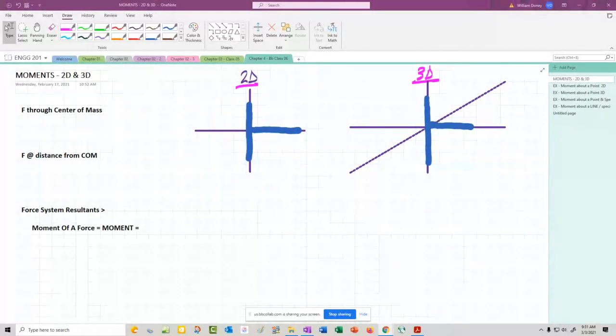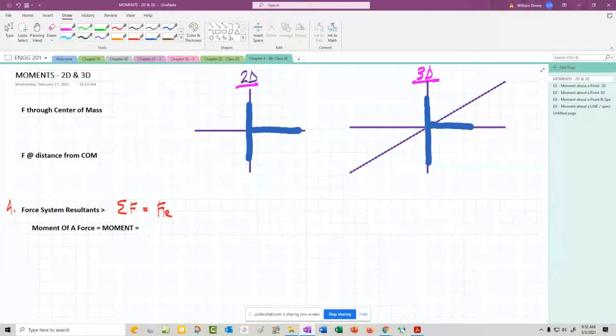Okay, chapter 4, we're dealing with force system resultants. That's the title of our chapter right now. We dealt with forces in the first exam in chapters 1 through 3, and we summed them up in all directions, so we came up with a resultant force.